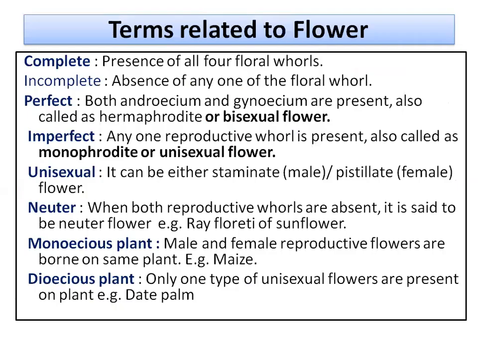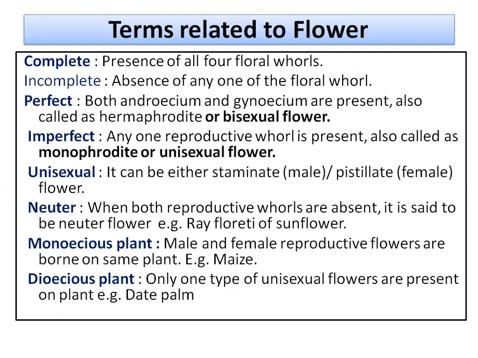The next terminology: what is a complete flower? What is a perfect flower? A complete flower has the presence of all four floral whorls, that is calyx, corolla, androecium, and gynoecium. If they are all present, it is known as a complete flower. If any one is absent, it is known as an incomplete flower.